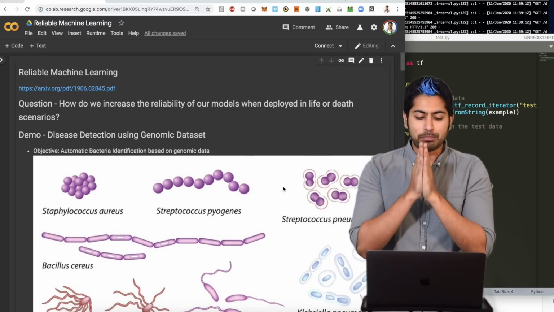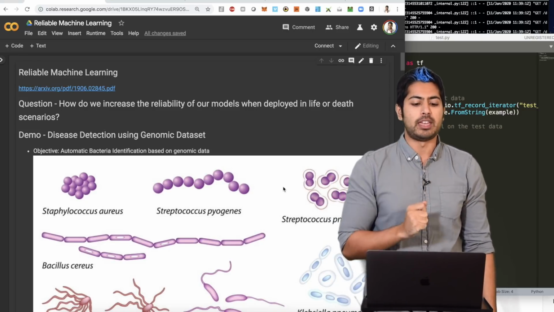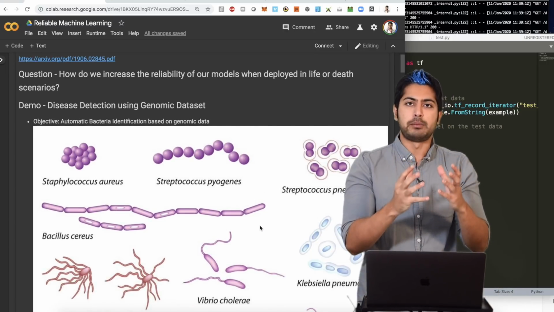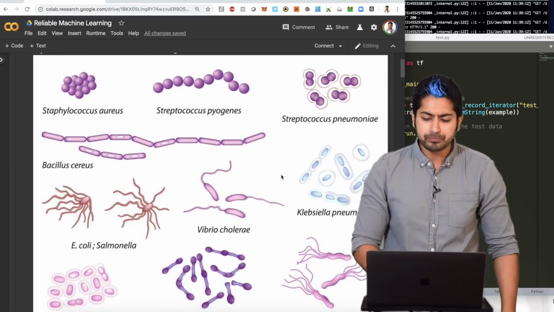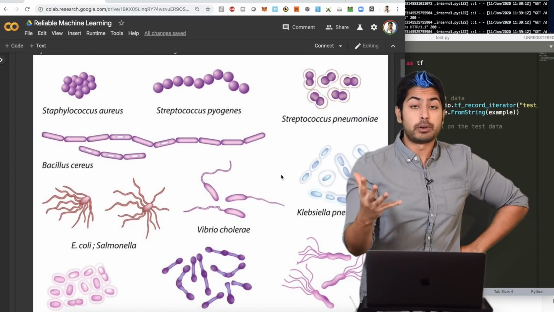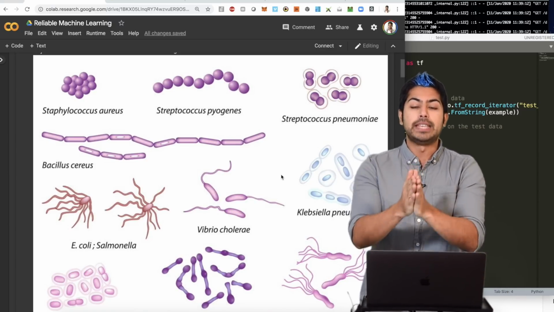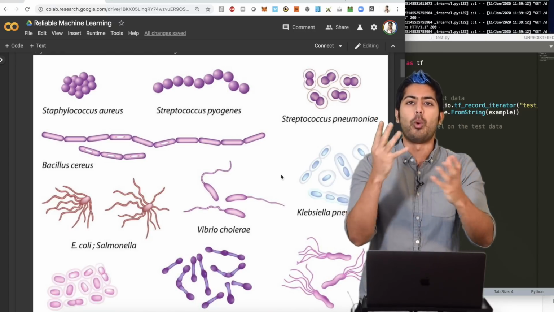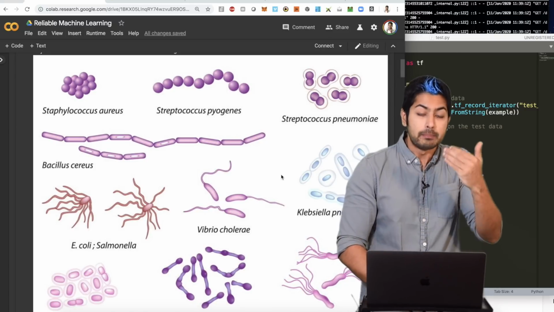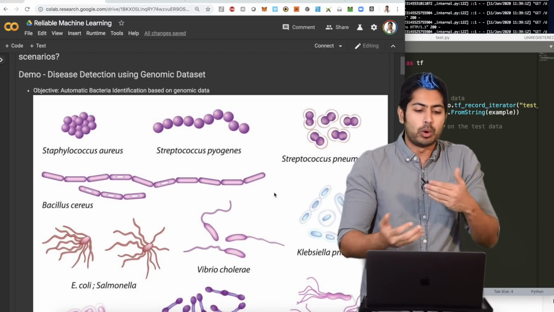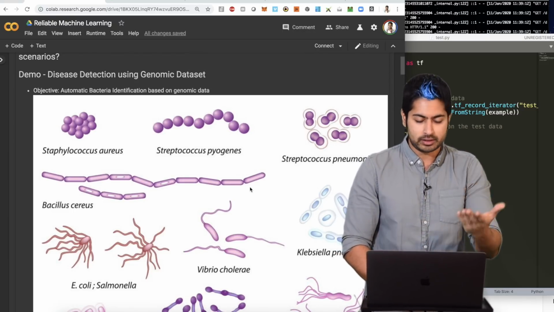What they did was they applied ML to disease detection, and the data set they used for this was a genomics data set. Now, the specific objective of the paper was automatic bacteria identification based on genomic data. There are so many different types of bacteria out there, and 60 to 80% of bacteria have yet to be classified. That means that we don't know what their type is. We just have to try to research and figure that out. And so in the meantime, we want to automatically identify what type of bacteria a patient has so that we can give them the proper treatment, diagnosis, etc., things like that.